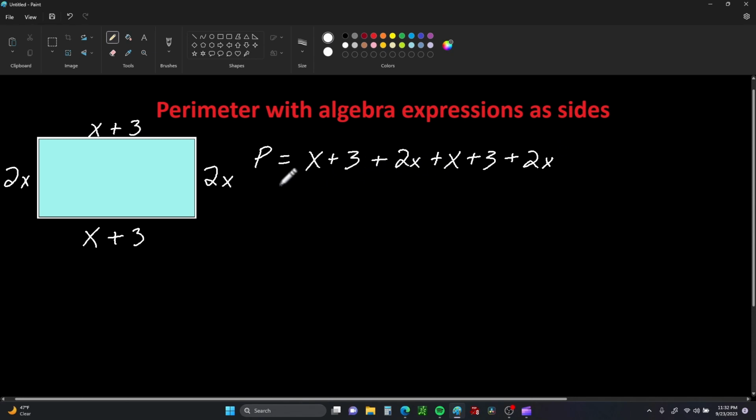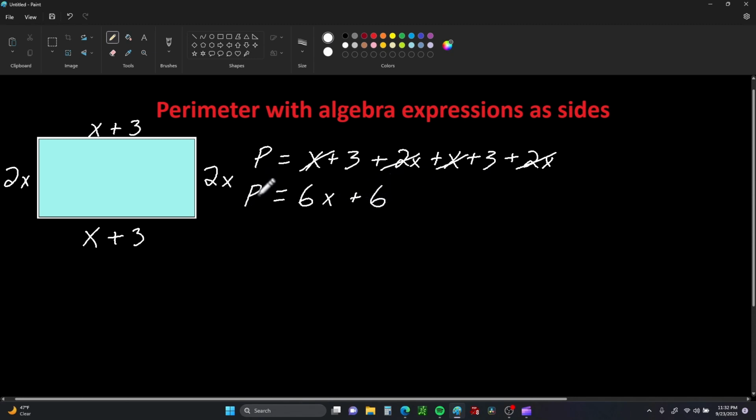So just going left to right, I can combine like terms. So I have x, 2x, x, and another 2x, or a total of 6x. And cross off the ones that you've used, just so that you're not missing a piece. Now I have plus 3, and plus 3 is plus 6.